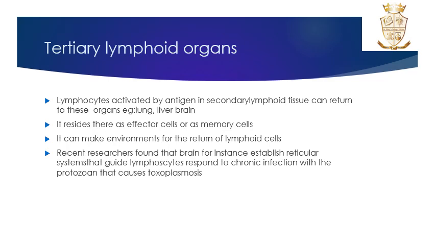Recent researchers found that the brain, for instance, establishes reticular systems that guide lymphocytes to respond to chronic infection with the protozoan that causes toxoplasmosis.